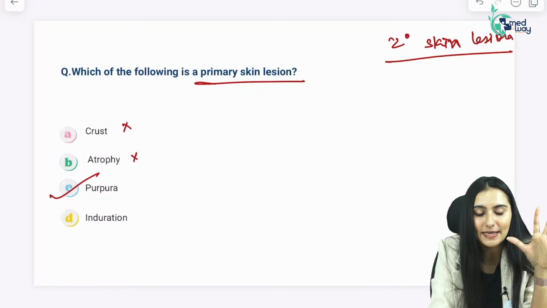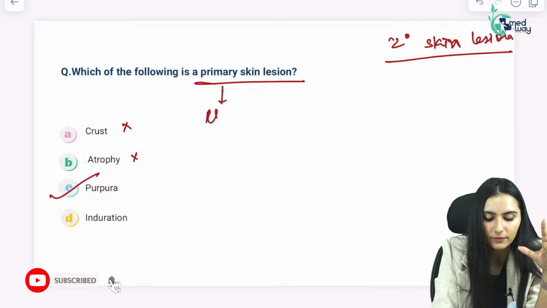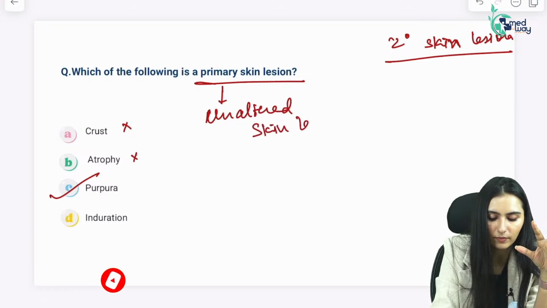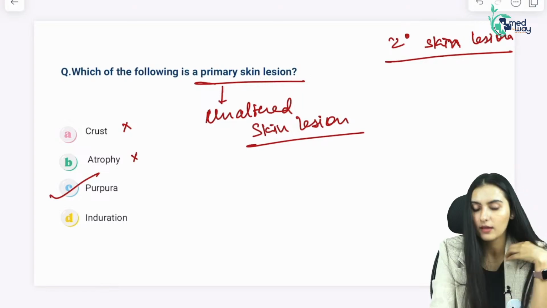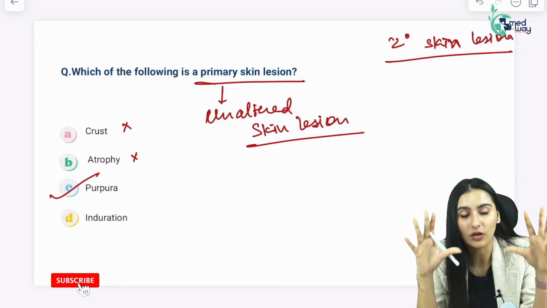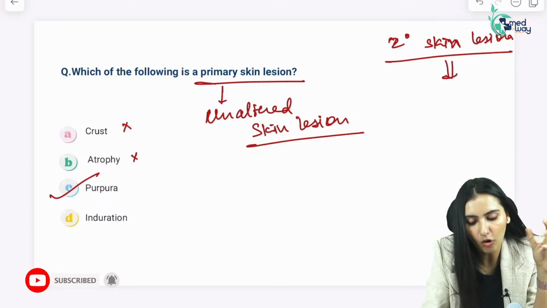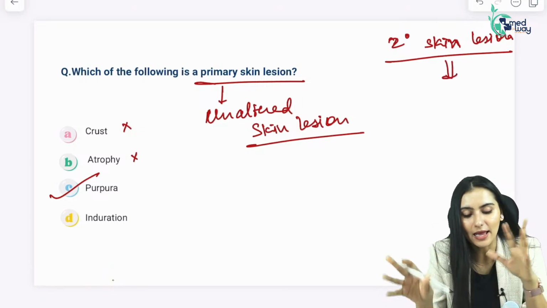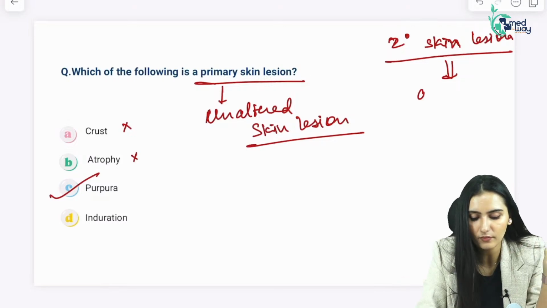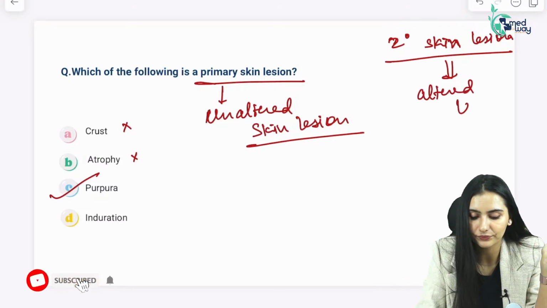Okay. So what is a primary skin lesion and the secondary skin lesion? Primary skin lesion basically means an unaltered skin lesion. There was a skin lesion that was unaltered. That is your primary lesion. Secondary skin lesion: some alteration happened to the primary lesion and it became a secondary lesion. So that is an altered lesion.